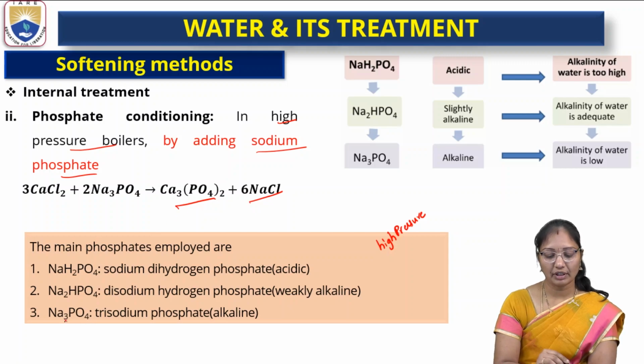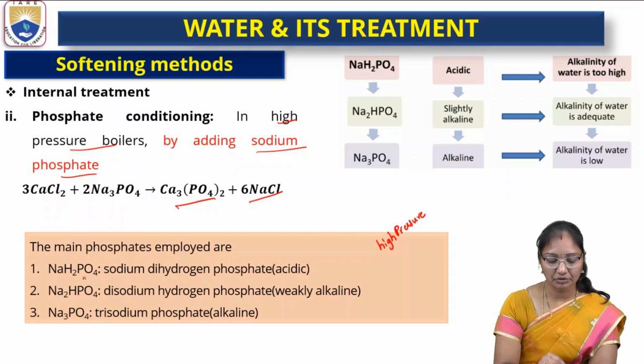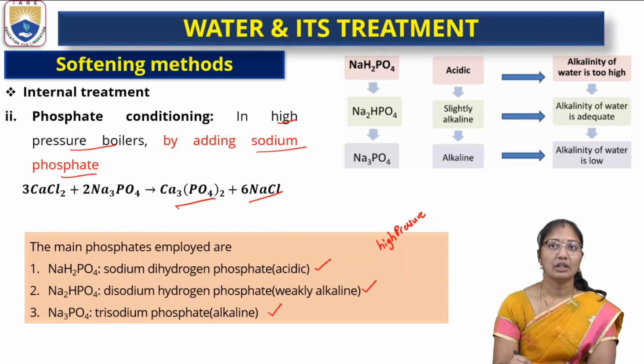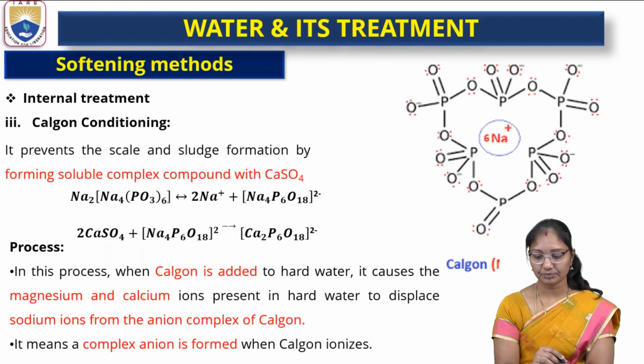Three types of phosphates are administered: sodium dihydrogen phosphate, which is acidic in nature; disodium hydrogen phosphate, which is weakly alkaline; and trisodium phosphate, which is alkaline in nature. These three salts are used in the phosphate conditioning treatments.